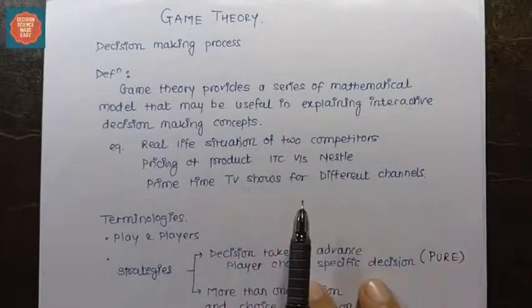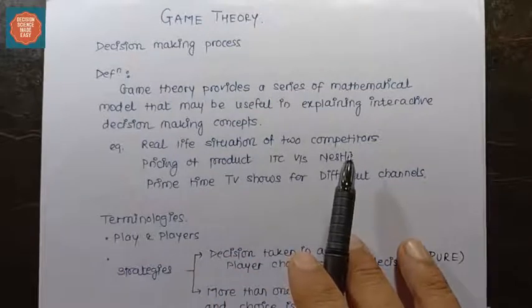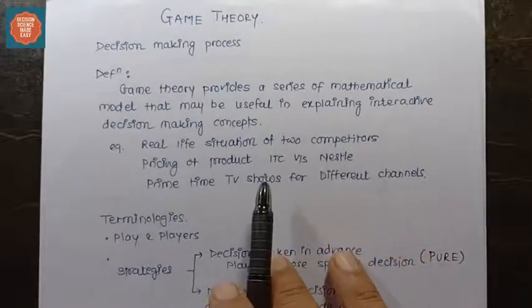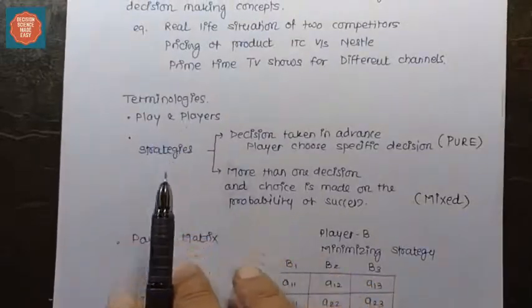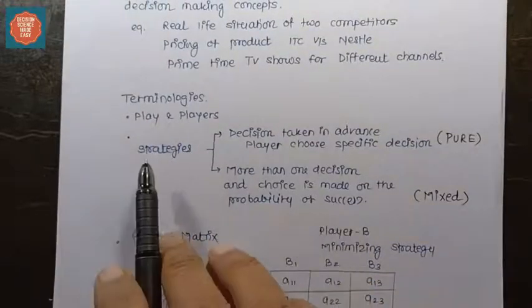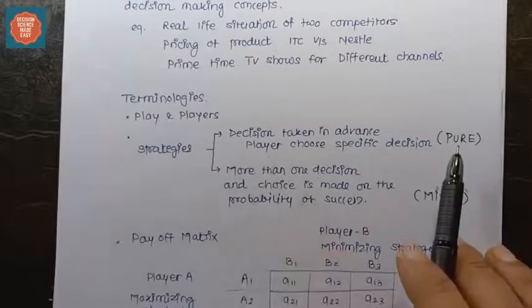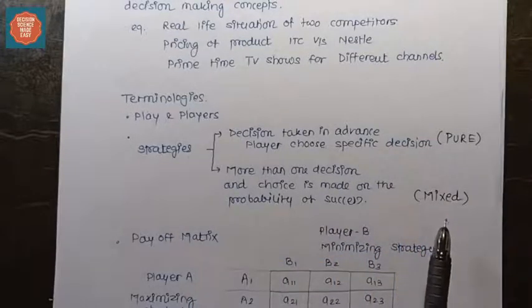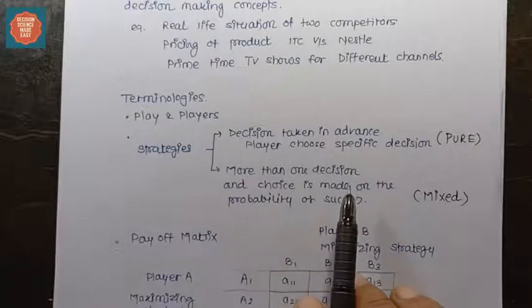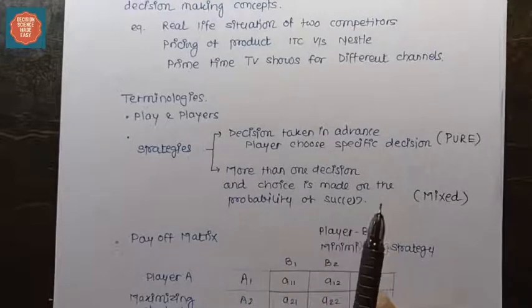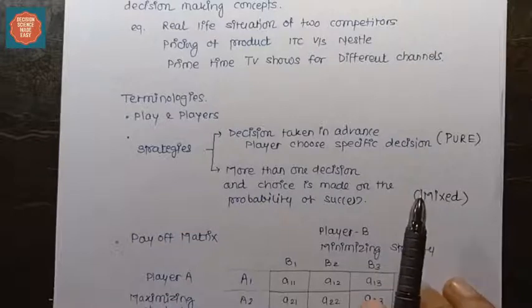It could be a real life situation wherein two companies want to launch a similar kind of product. We have seen the terminologies that can be used for game theory: there could be a pure game and there could be a mixed game. Mixed game is where more than one decision is to be made and which is not decided in advance. So today we are going to talk about game theory with a mixed strategy.